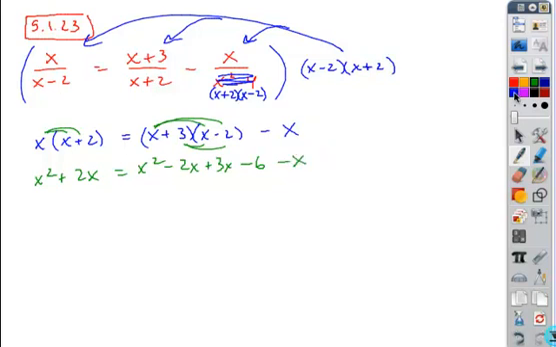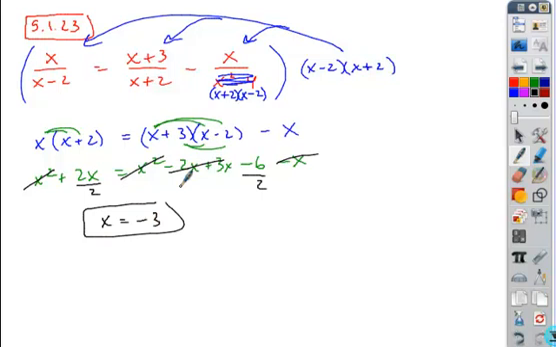Okay, so when I look to simplify this, what's going to happen here is the x squares I subtract from each side so they cancel. Here I have a negative 2x minus x is minus 3x plus a 3x. Those all cancel. So I'm just left with 2x is equal to negative 6. Divide by 2. I get x is equal to negative 3.